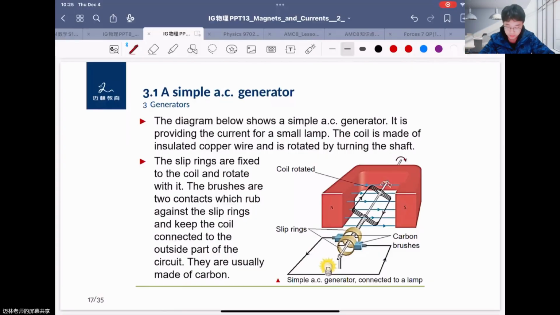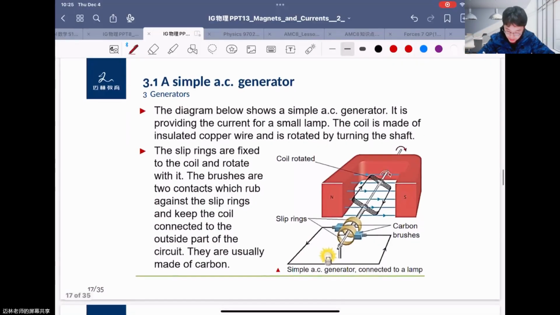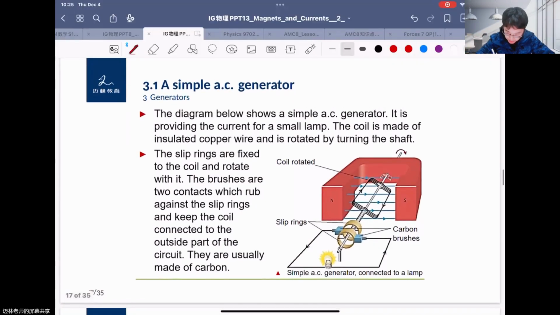So in this graph, please remember that this kind of coil is generating current and it is rotating, right? So we have the motion in the graph, and we also have a magnetic field. You can find here is a north pole and here is a south pole, right? So we can use B to represent the magnetic field, and we can provide I, okay.